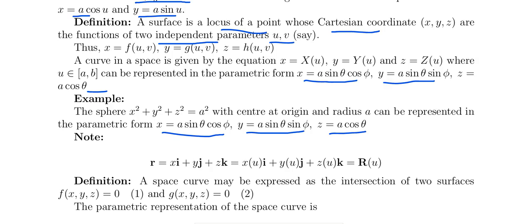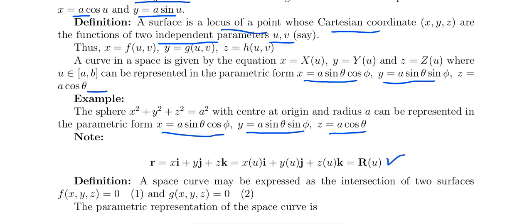So in this whole chapter, r vector is nothing but x i vector plus y j vector plus z k vector. So x is nothing but x of u. So x of u i vector, y of u j vector plus z of u k vector. I give a new name for this one, r of u.